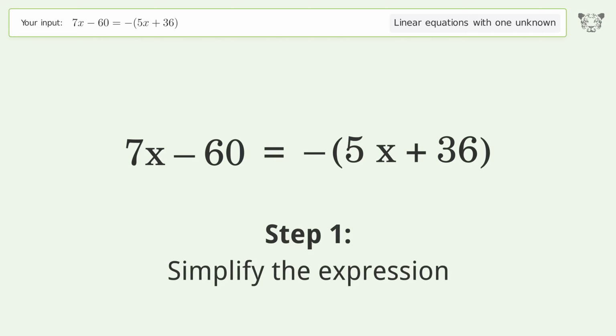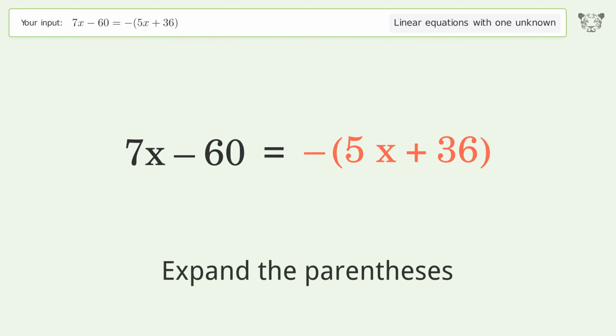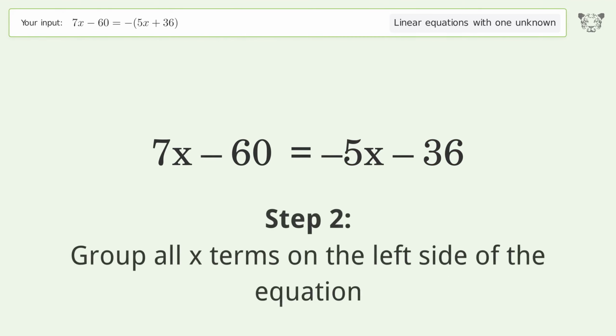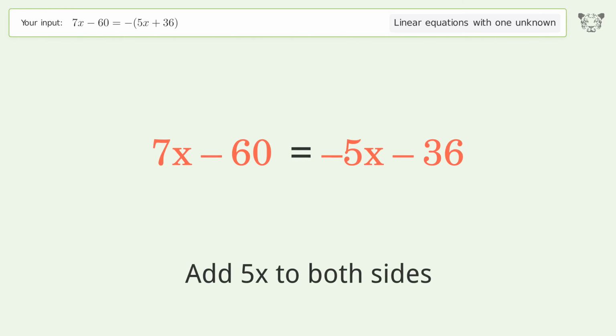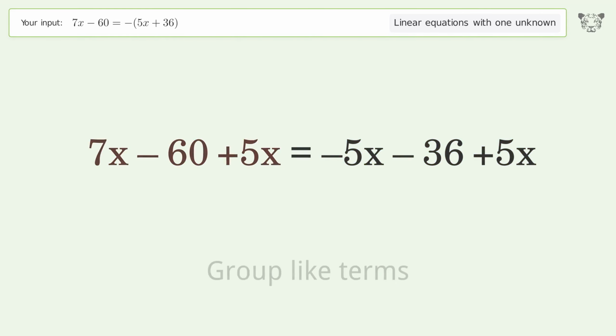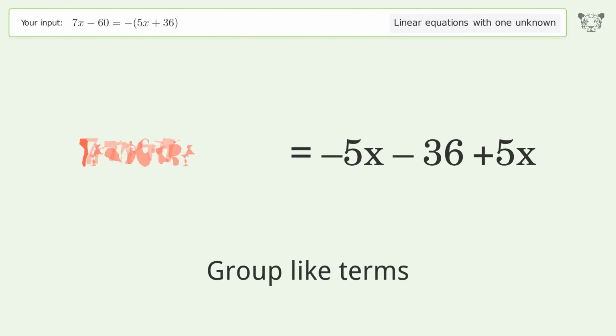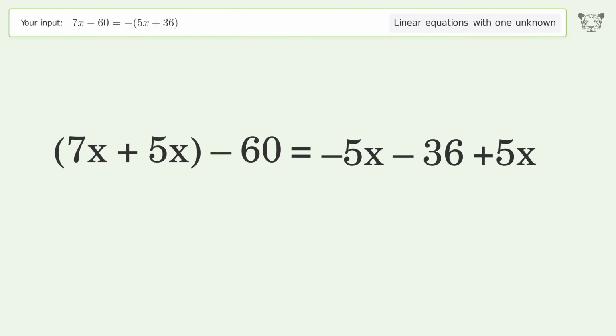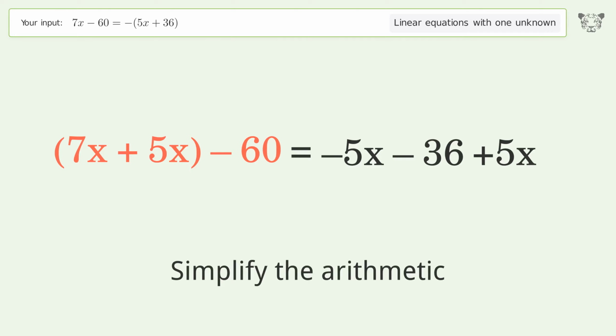Simplify the expression. Expand the parentheses. Group all x terms on the left side of the equation. Add 5x to both sides. Group like terms. Simplify the arithmetic.